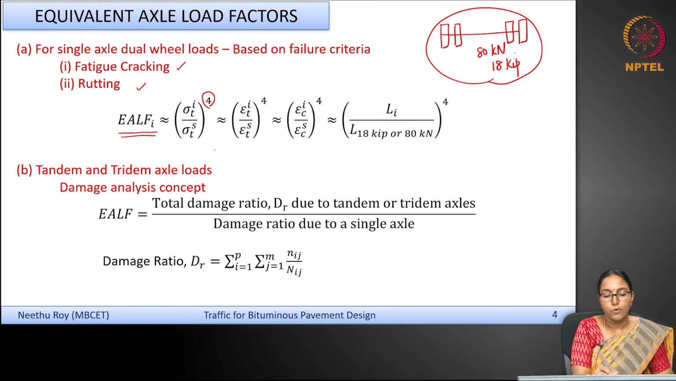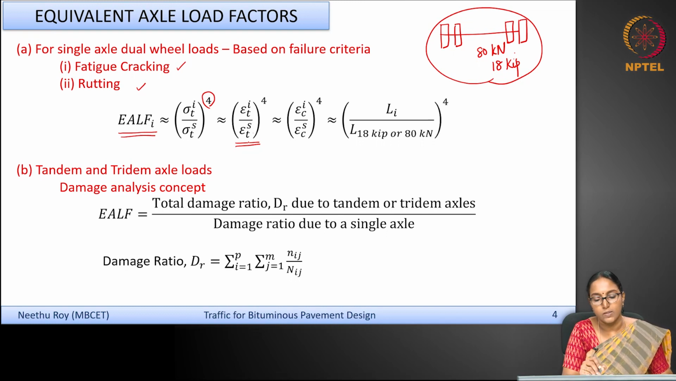Now what we have observed is that if you use the fatigue cracking criteria or the rutting criteria, it more or less gives similar results. In the case of fatigue cracking, you can determine the equivalent axle load factor as (epsilon Ti by epsilon Ts) raised to 4, where epsilon T represents the tensile strain at the bottom of the bituminous layer. Whereas if you are considering the rutting criteria, your EALF, that is equivalent axle load factor, can be determined as (epsilon Ci by epsilon Cs) raised to 4, where epsilon C represents the compressive strain on top of the subgrade layer.